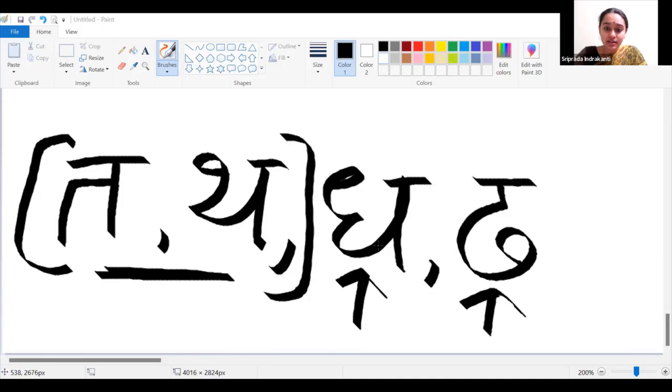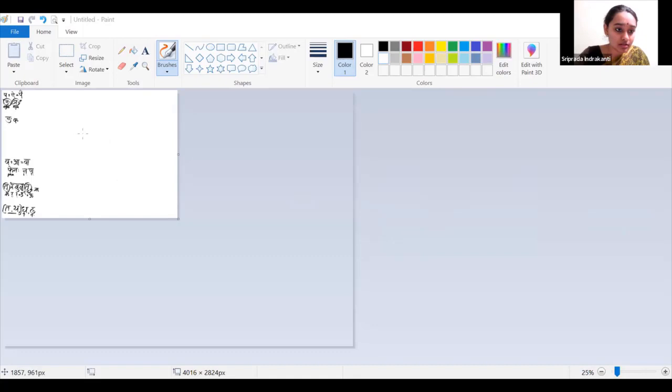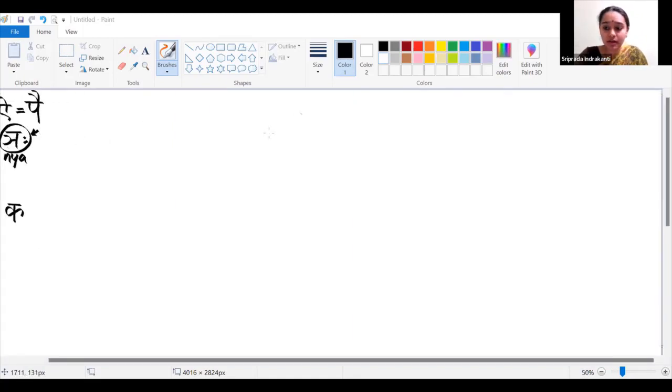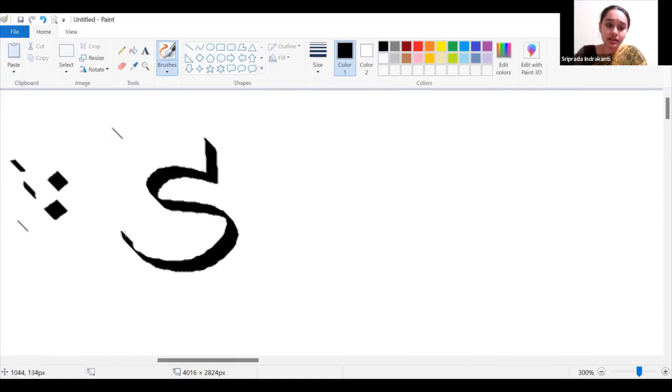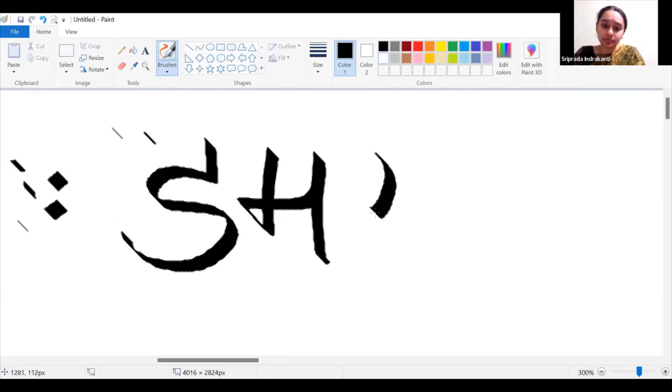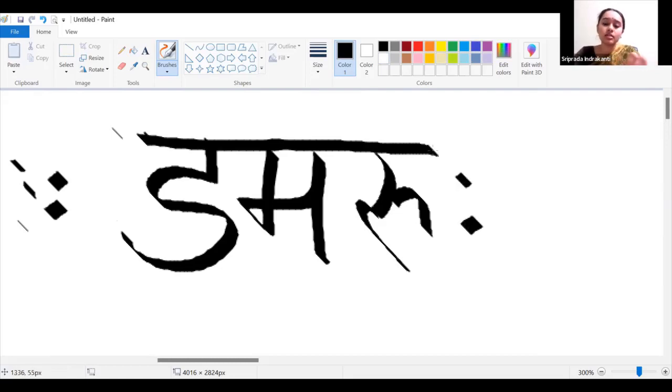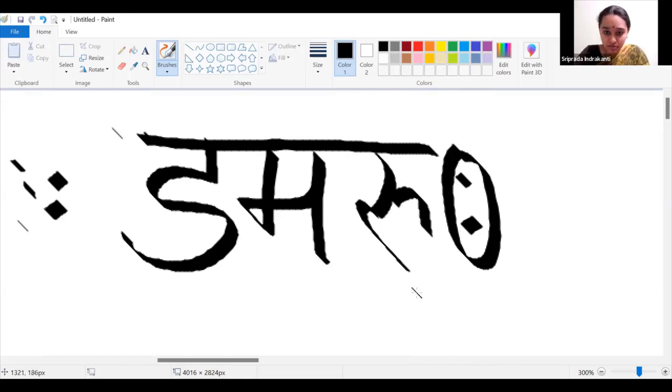And now another thing is, some people are ignoring the, okay, let me just zoom out. So, some people are ignoring the visarga. There is a visarga at the end, you have to pronounce it. Like in Damaruhu. In Damaruhu, a lot of people did not put the visarga, just saying Damaru. So you have to pronounce the visarga.